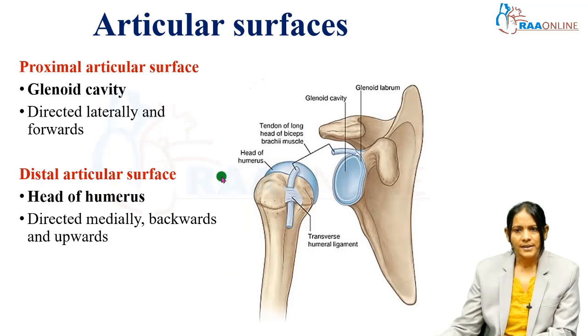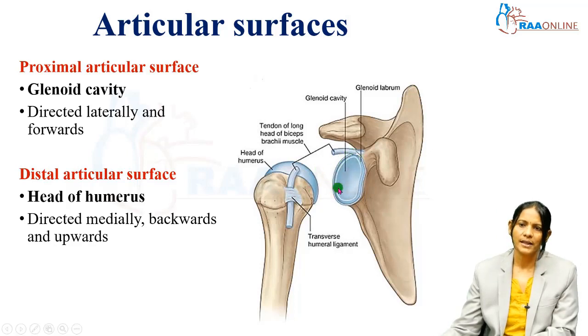What are the articular surfaces? So as I just said, the head of the humerus is the distal articular surface. It is directed medially, backwards and upwards, whereas the proximal articular surface is the glenoid fossa or the glenoid cavity, which is in the lateral end of the scapular bone. It is directed laterally and forwards.